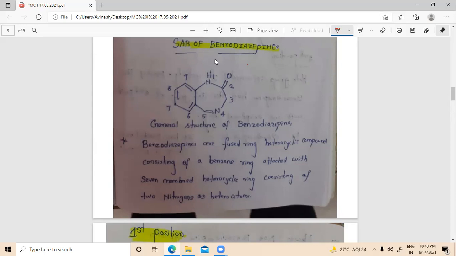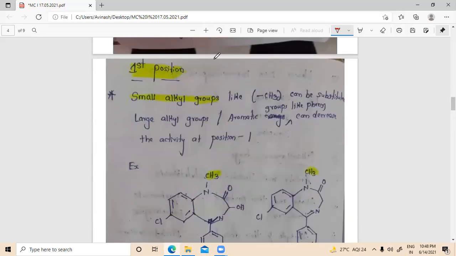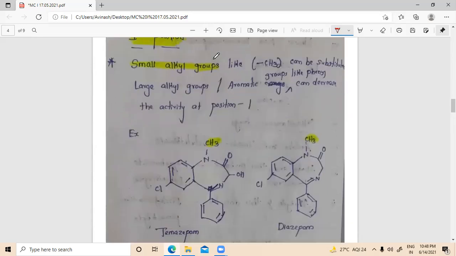Okay. So, coming to the first position, if you look here, small alkyl groups like methyl group have been substituted at position 1. And do remember, these methyl groups are very, very important as they can increase the lipophilicity.